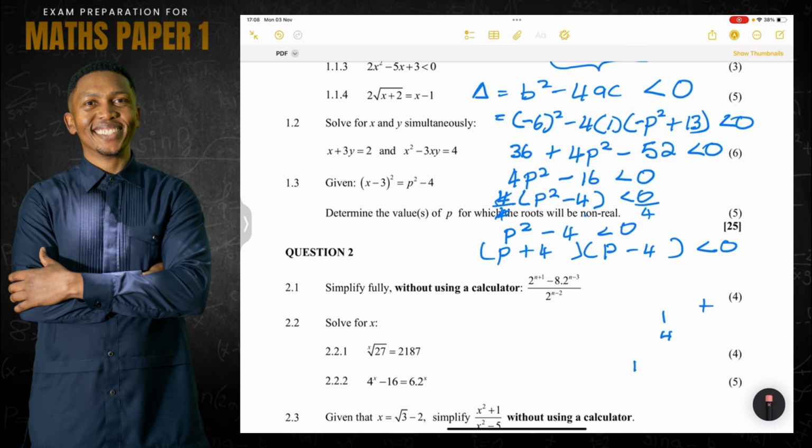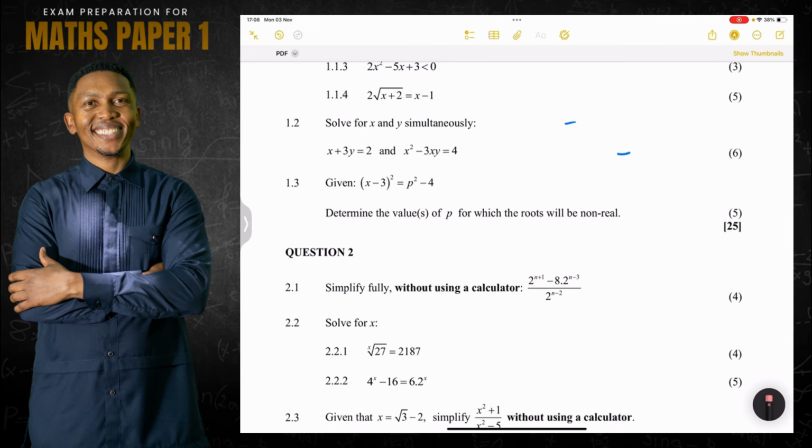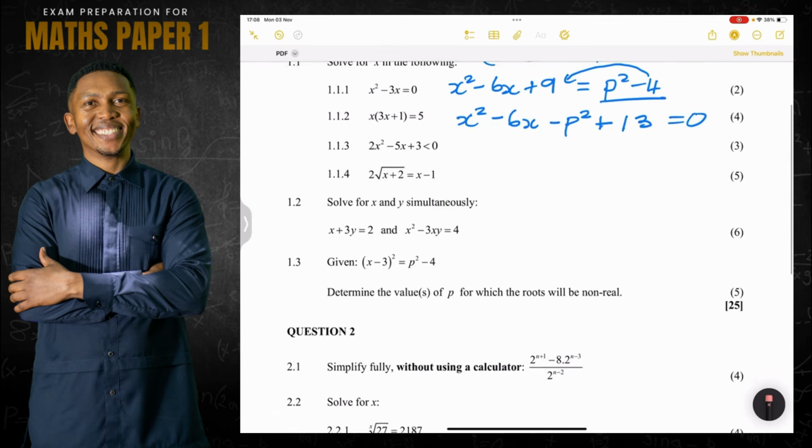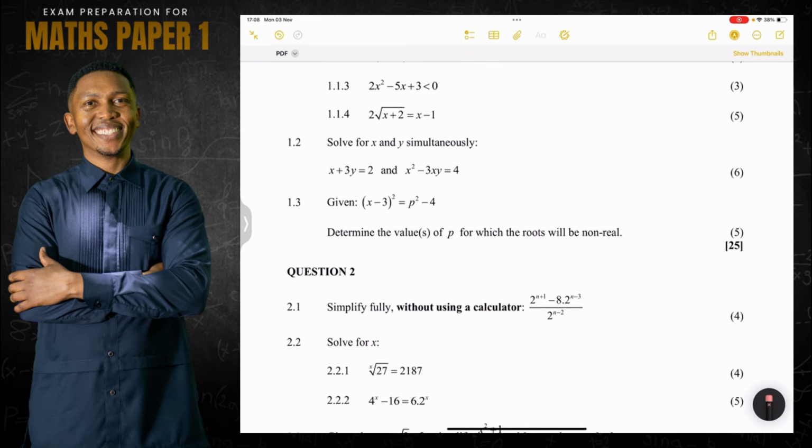Please note your conditions for nature of roots. When roots are real, delta is greater than or equal to 0. When roots are equal, delta is equal to 0. But for non-real roots, delta is less than 0. That is truly how we are going to do it. Ladies and gents, that brings us to the end of question number 1, and now we are going to be looking at the next question, which is question number 2.